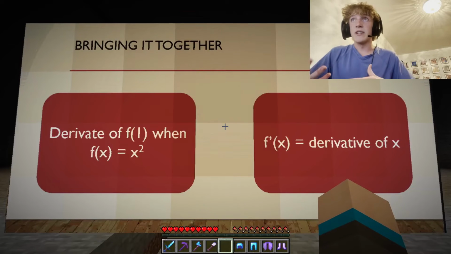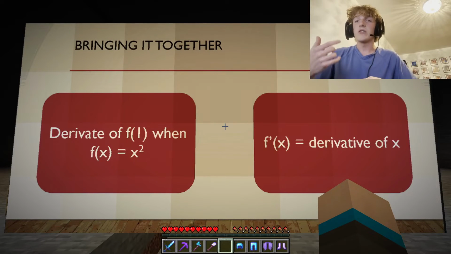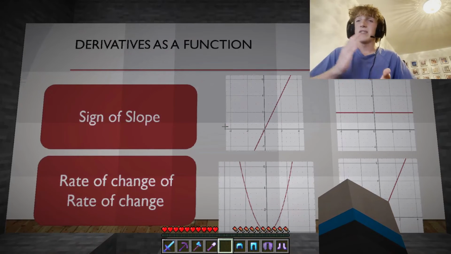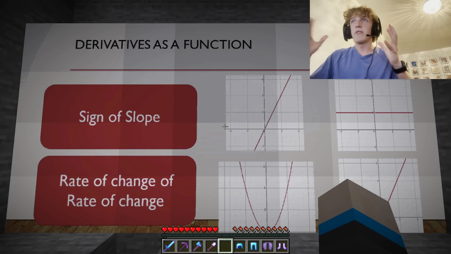Well, you may not have realized it. What we just did is approximate the derivative of f of 1 when f of x equals x squared. The symbol f prime of x means the derivative of the function f of x in the field of calculus. So derivatives can be found at a single point, and therefore can be extrapolated to fit an entire function.